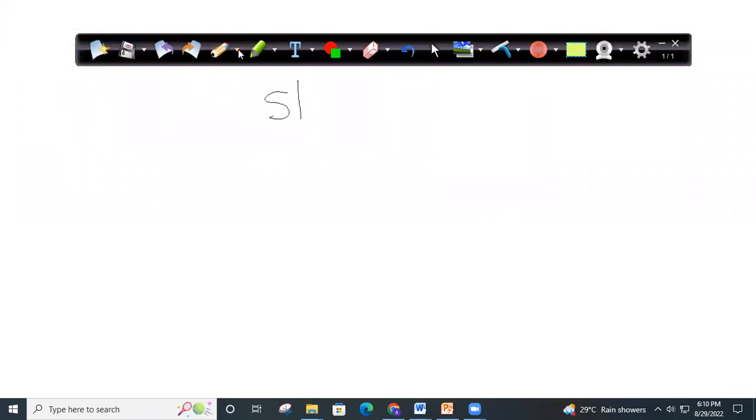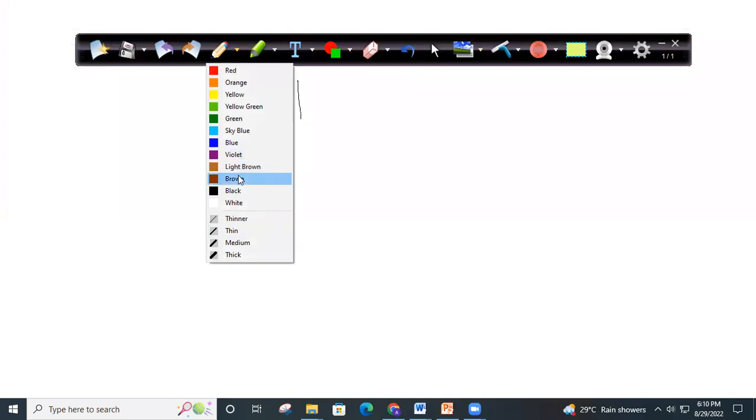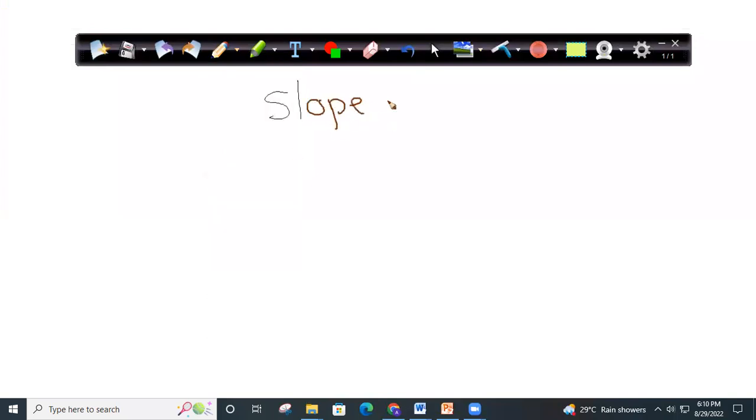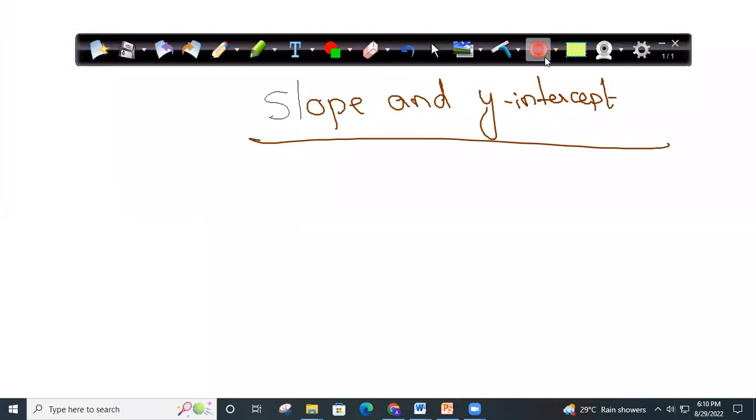Slope and y intercept. Slope and y intercept. Most important concepts in every paper, you get at least one question, even it can go up to three questions based on this simple concept, slope and y intercept.